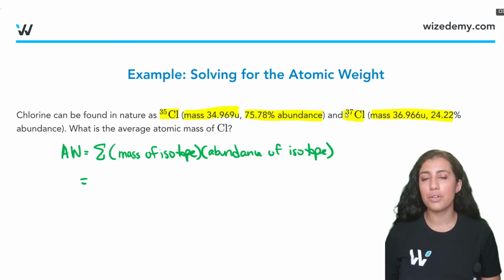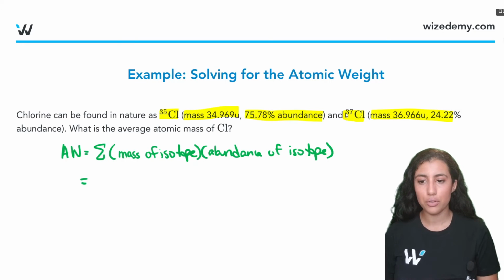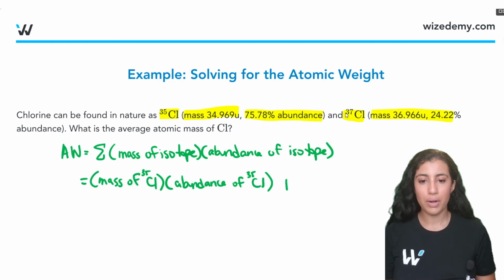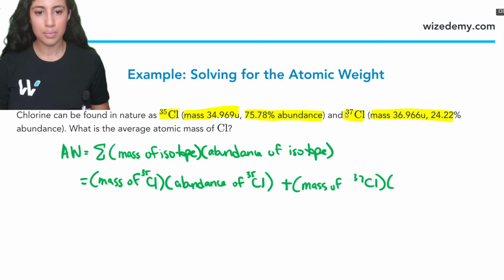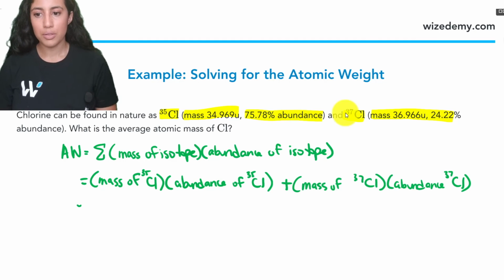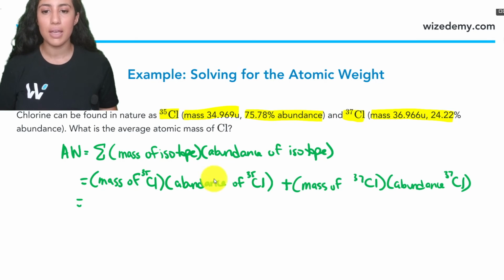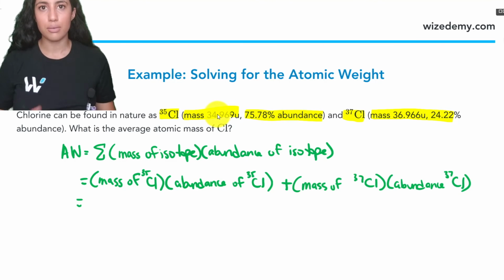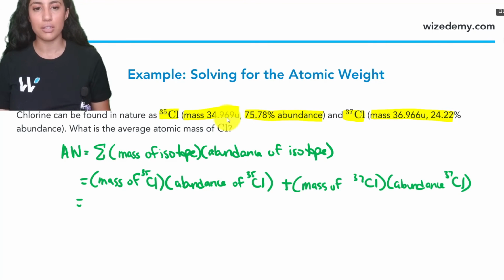So now let's take the first isotope, chlorine 35. So we want the mass of that isotope multiplied by the abundance of that isotope. We're going to add and do the same thing for the second isotope. So now for this question, it's just a matter of plugging in each of these values and we'll be able to solve for atomic weight over here. So the mass of Cl-35, we said we want to use this number over here because it has more decimal points. It's way more specific than just using 35. So we want to make sure we're plugging in this on a test.